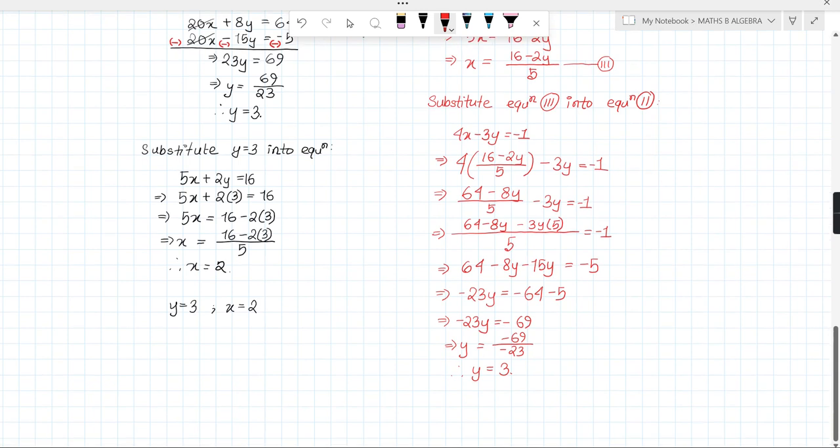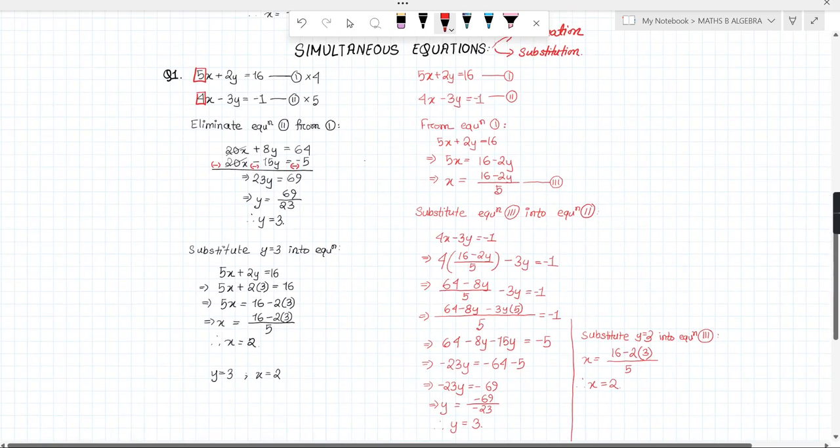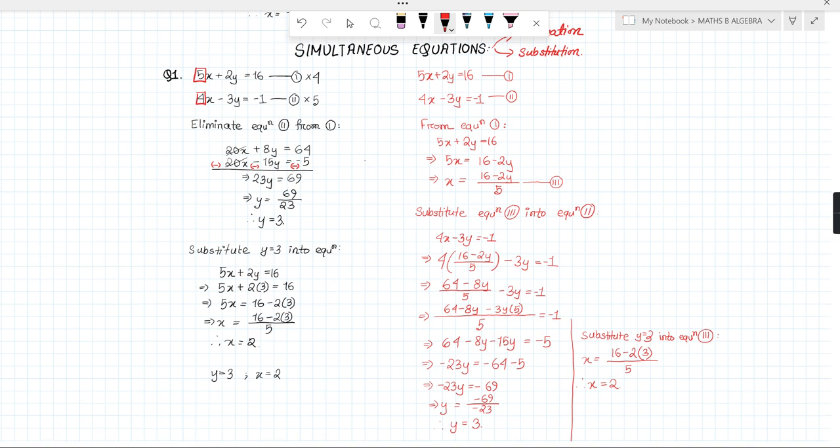That's why I'm choosing the third equation. So you can write it down like this: substitute y equals 3 into equation 3. Equation 3 was x equals 16 minus 2 times 3, divided by 5. So the final value for x is again going to be 2. So it really doesn't matter which method you use, either substitution or elimination, the value for x and y is going to be the same.